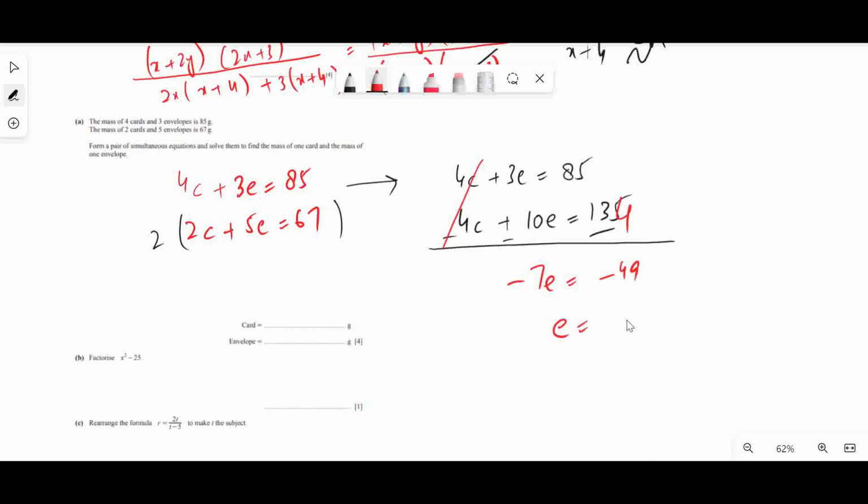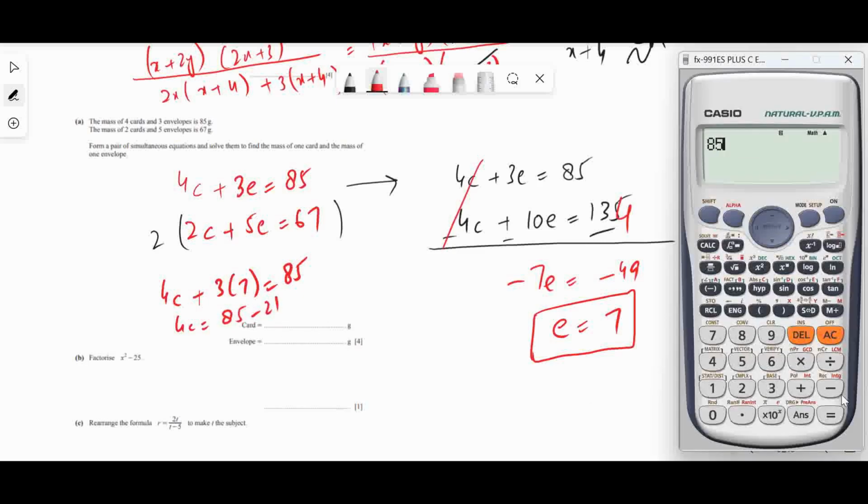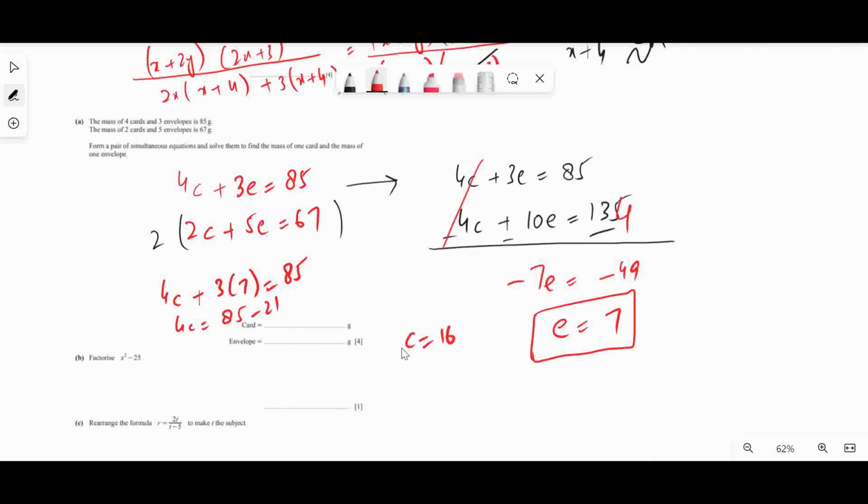So e will be equal to 7. This will be the final answer for e. Just put it in any of the equations. So this will be 4c plus 3 into 7 is equal to 85. So 4c is equal to 85 minus 21. So this will be equal to 64 divided by 4. This will be equal to 16. So c will be equal to 16. This will be the final answer.